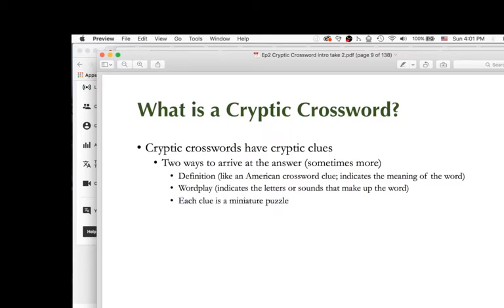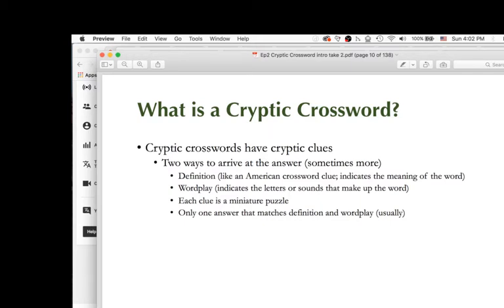In this way, each clue is sort of a miniature puzzle. You have to match both definition and wordplay together, and you have to figure out what part of a clue is the definition and what part is the wordplay as well. So even just figuring out what the clue is trying to say is a puzzle. And only one answer will match the definition and wordplay, usually.